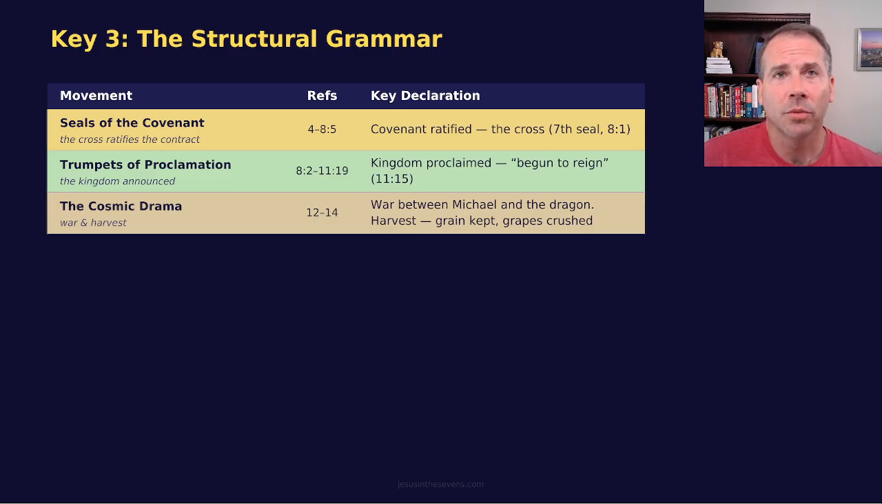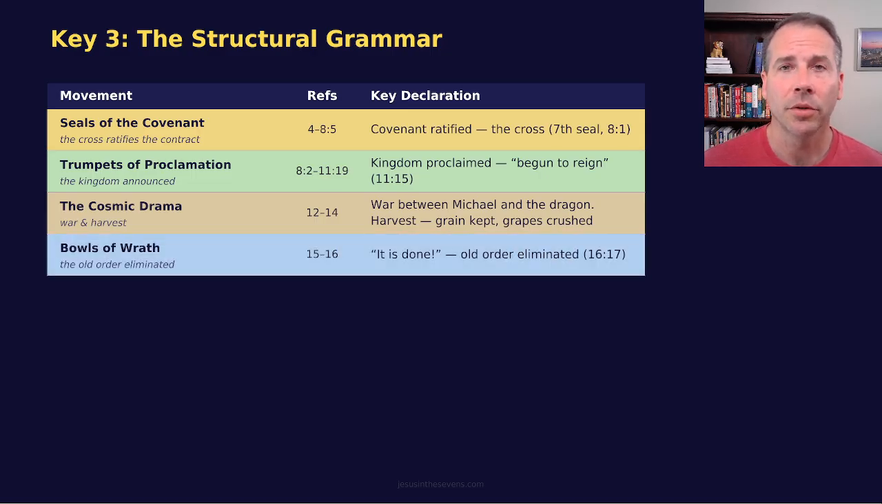So chapter 12 is the woman and the dragon. Chapter 13 is the 2 beasts and the dragon. And then chapter 14 is a harvest where the grain is kept and the grapes are put into the winepress of the wrath of God's fury. And then that leads immediately into the bowls of wrath. So the harvest feeds into the bowls of wrath, which again is why I say there is some forward movement. There's a little bit of chronological sort of movement is the best word, even though it's not strictly, every section doesn't immediately follow chronologically because, again, some of it's recapitulation.